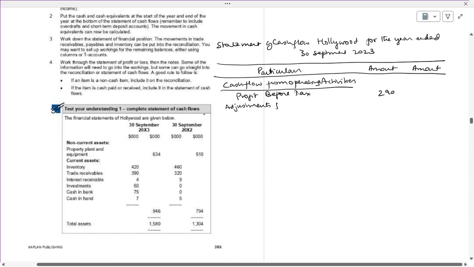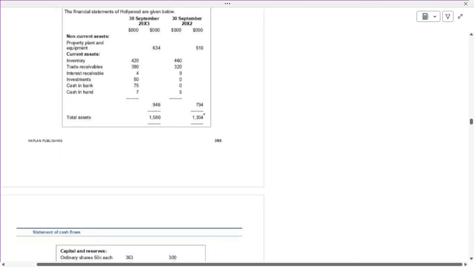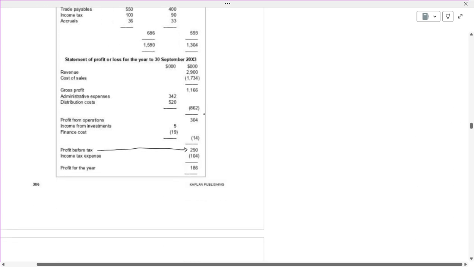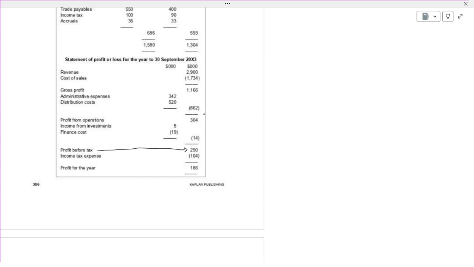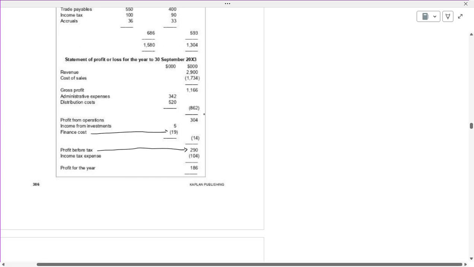Tell me, Mazin, what are the things one by one? Adjustment for finance cost. Finance cost is there. How much is the finance cost? 19,000. What do we have to do, add or less?